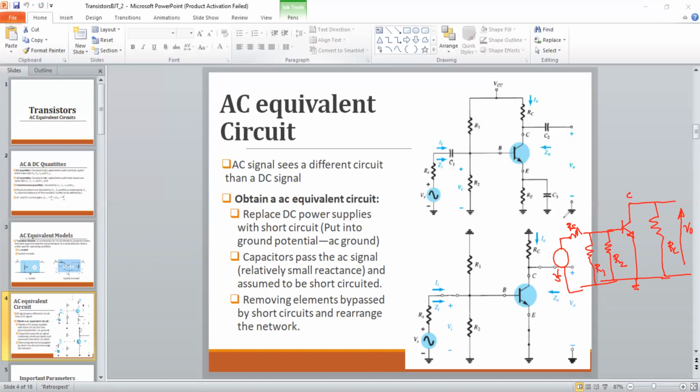So how do we proceed with obtaining the AC equivalent? First, replace the DC supply with a short circuit, so we'll set VCC to 0. Second, replace capacitors with short circuits and inductors with open circuits. If you do these replacements, then you can basically simplify the circuit to a different level.